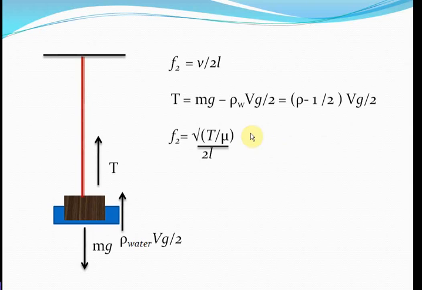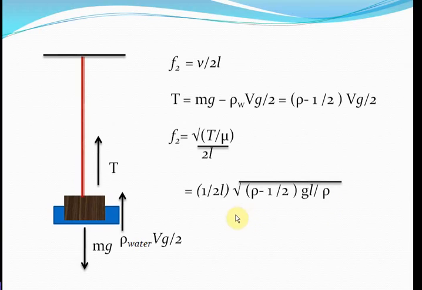Again, the fundamental frequency is square root of T by mu divided by 2L. If we substitute the value of tension here, and if we substitute mu equal to mass per unit length, that is rho Vg divided by L, we get the value of the fundamental frequency as 1 by 2L into square root of rho minus half into GL by rho, a complicated term.